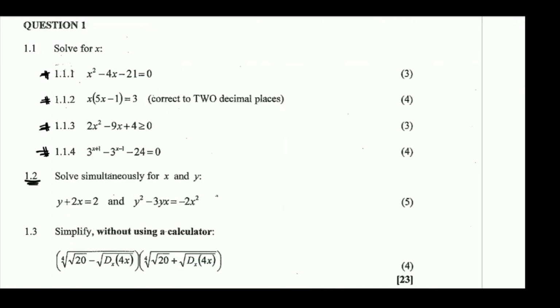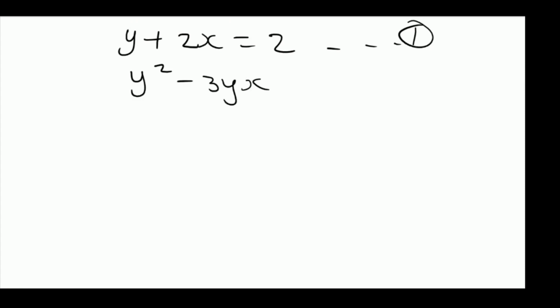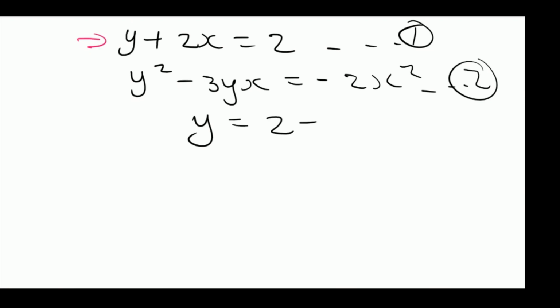So for 1.2, we need to solve for x and y using these two equations. We have y plus 2x equals 2 as our first equation, and y squared minus 3yx equals minus 2x squared as our second equation. To solve for x, we first identify our equation 3. We will use this one because it's simpler. We're going to have y equals 2 minus 2x as our third equation.